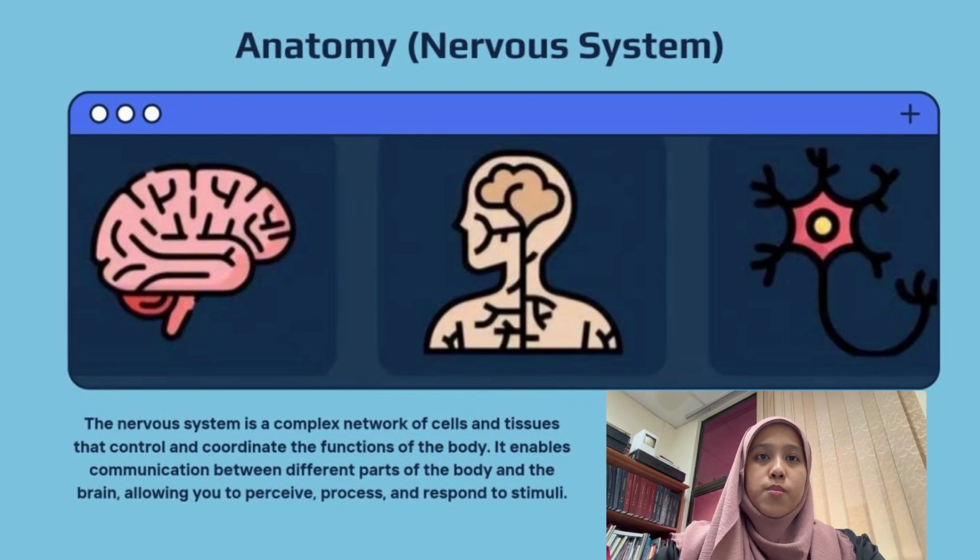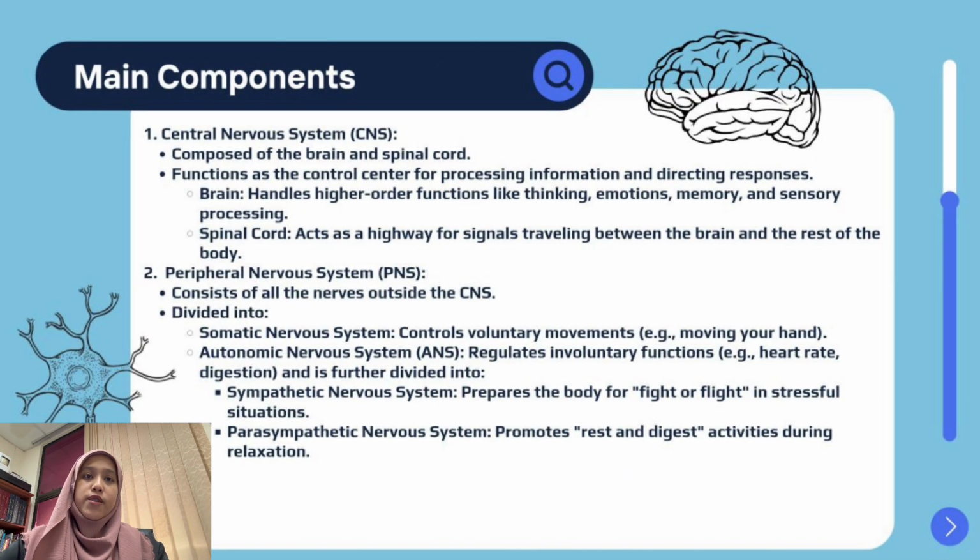Now, the anatomy of the nervous system. So, understanding the nervous system is crucial for anesthesiologists as it is the primary system affected by anesthesia. The nervous system is divided into the central nervous system and also the peripheral nervous system. First is the central nervous system. The central nervous system is composed of the brain and spinal cord. It serves as the body's command center. The brain handles higher order functions such as memory, thinking, and emotions. The spinal cord acts as a highway for signals traveling between the brain and the body.